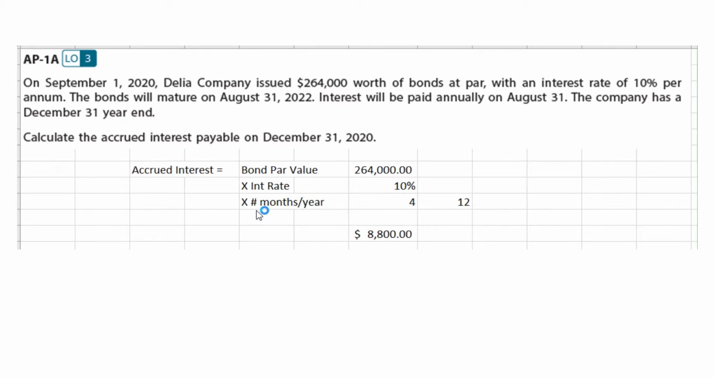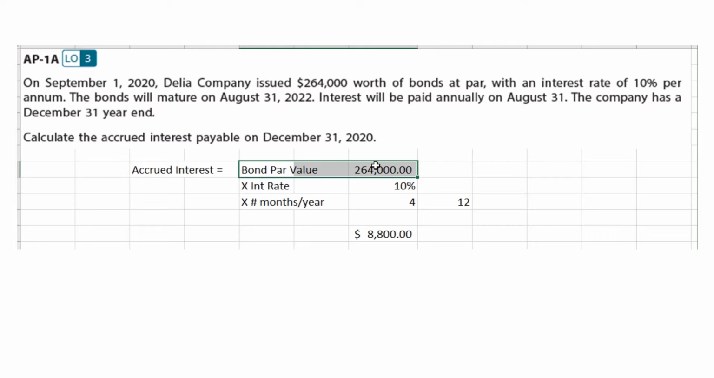Alright, question 1A talks about on September 1st, 2020, Delia Company issued $264,000 worth of bonds at par with an interest rate of 10% per annum. The bonds will mature on August 31st, 2022. Interest will be paid annually on August 31st, and the company has a December 31st year end. So we need to look at, what is the accrued interest payable as of December 31st, 2020.